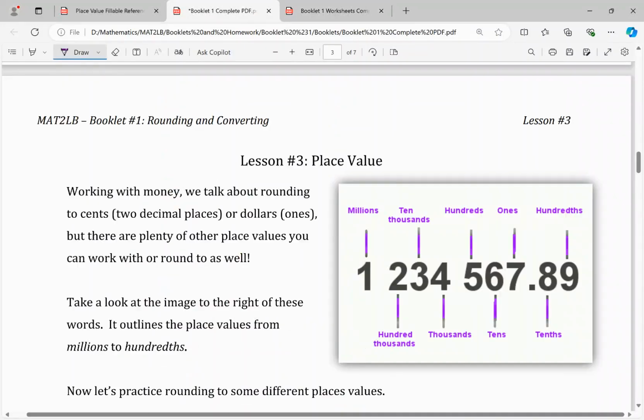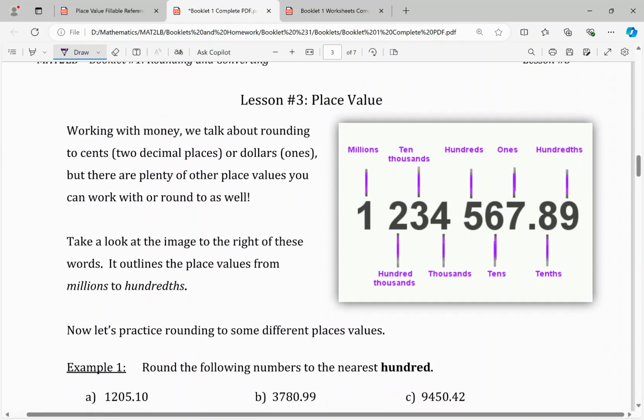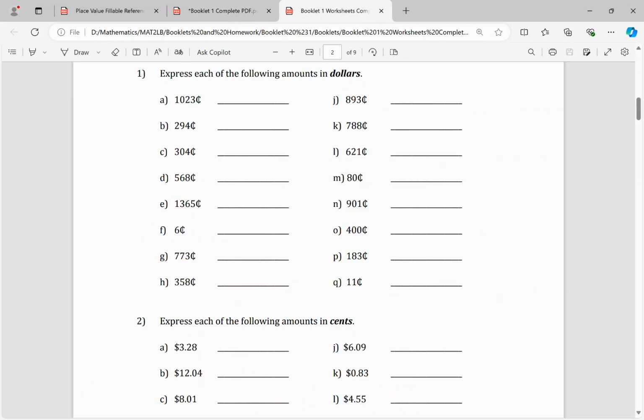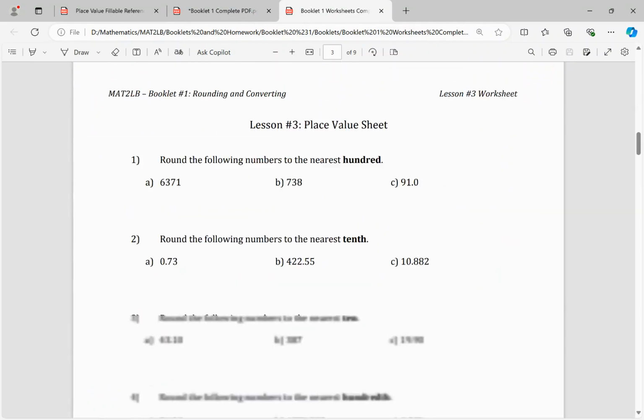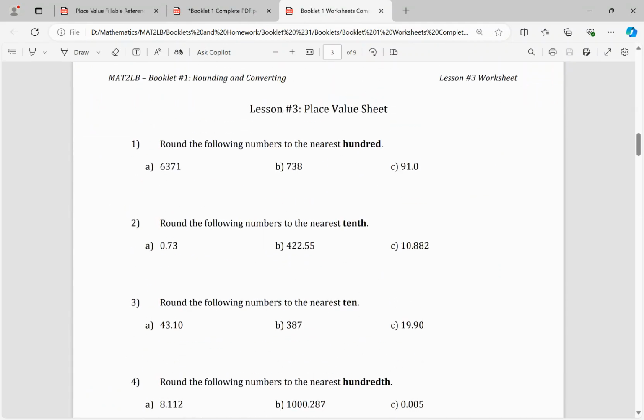All right, guys. Today we will be completing lesson 3 in our first math booklet. This lesson is called Place Value. For this lesson, you will need, as usual, our current lesson page that you can see. The page after this is lesson 3, Place Value Sheet. This will be your homework for today.